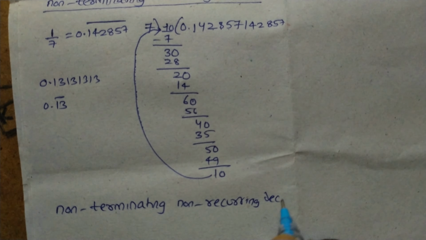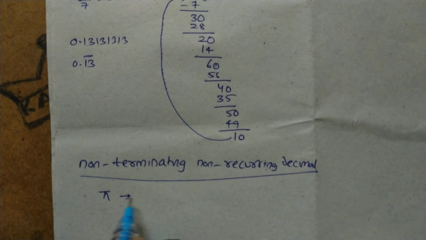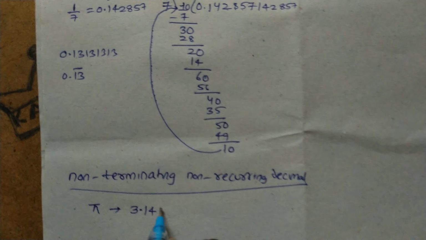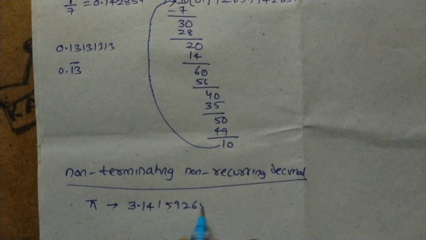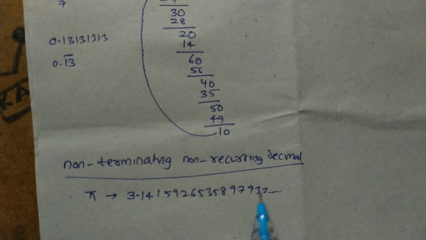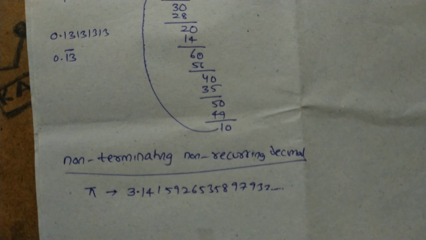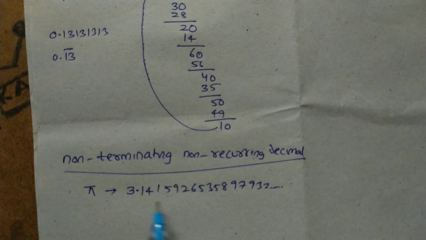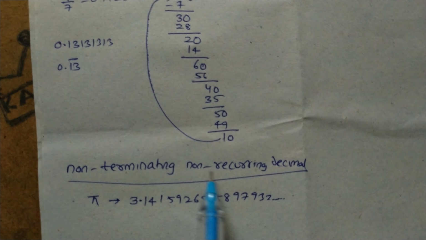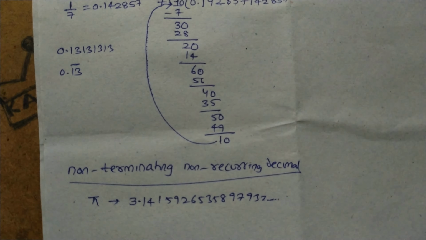Non-terminating and non-recurring decimal, for that you have the example of pi. What is the value of pi? You know that it is 3.14, but it is actually not 3.14, it is 3.14159265358, like this it goes on. That means the number is not getting repeated, but it is also not stopping, so the value is very vast after the decimal point. So this is called non-terminating, it is not getting terminated, and also non-recurring, it is not repeating, so this comes under non-terminating non-recurring decimal.